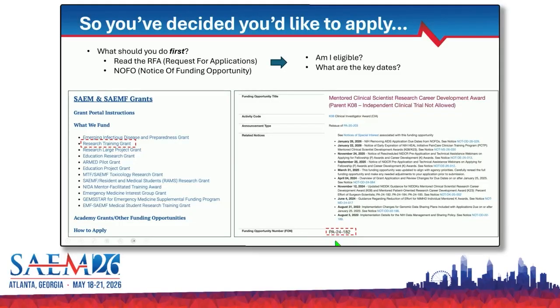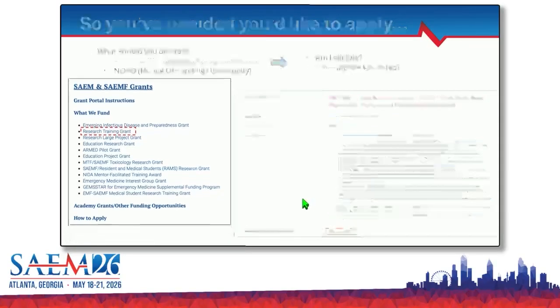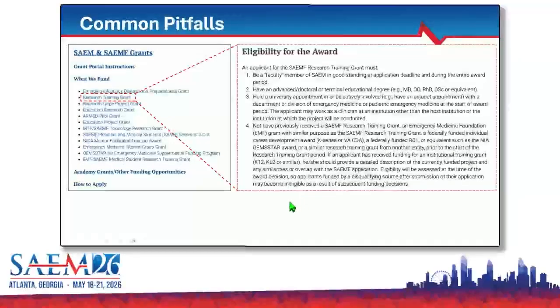So here I actually have K08, which is PA24182, but I'm going to talk about one of the other ones. So let's start with the SAMF first. So you want to apply for the research training grant, right? What do you do next? You read the eligibility of the award, okay?